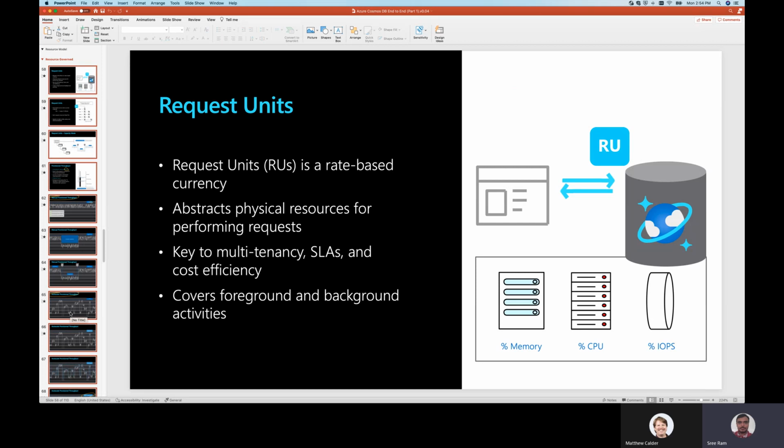Now, since we understood what the various components of Cosmos DB are, let's understand how Cosmos DB performs and what you need to provide Cosmos DB in order for it to perform, or what is the currency for Cosmos DB. The currency for Cosmos DB is request units. Request units is a rate-based currency. So what does that mean? That means if for an operation you need 10 request units, and if you have 10 request units, you get the response back in the promised read latency or write latency times.